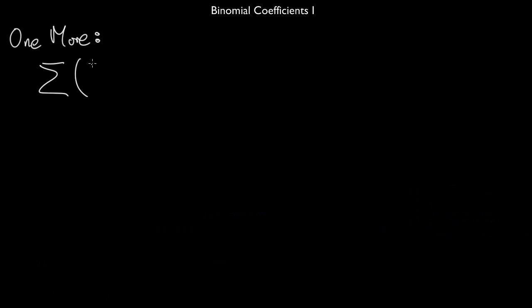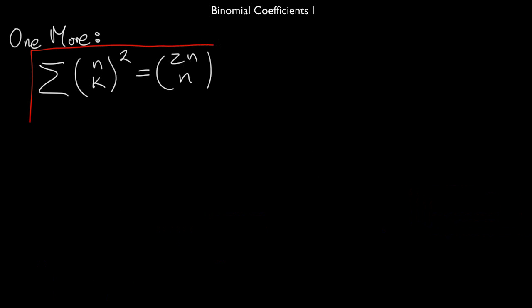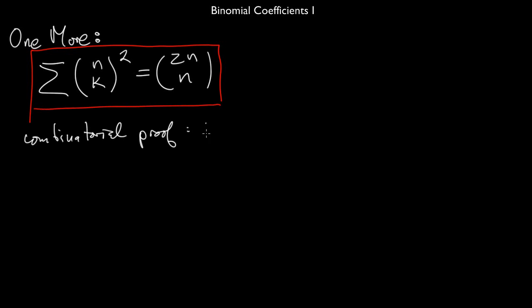Okay, here's one more interesting identity. Summation n choose k squared, it turns out, is equal to 2n choose n. This is kind of a nice one. And the best proof of this is a combinatorial one. So the right-hand side counts the number of n subsets of a 2n set.